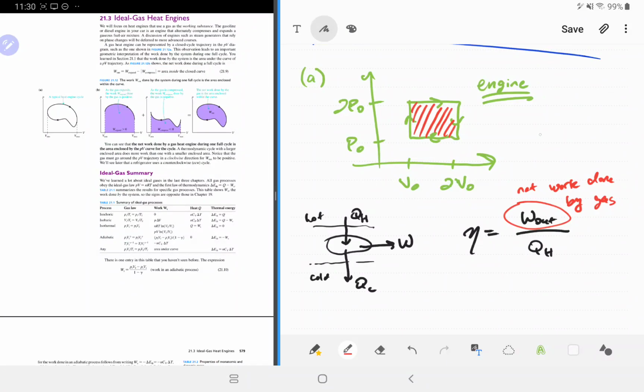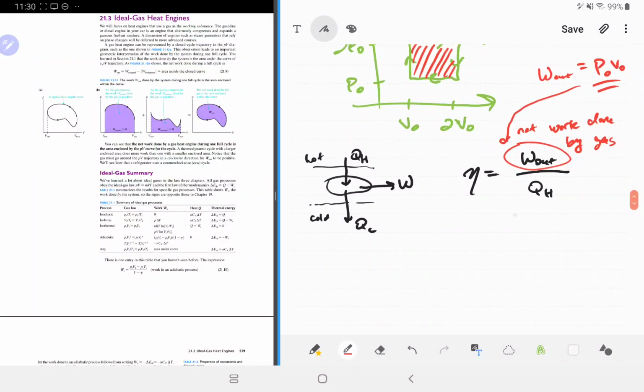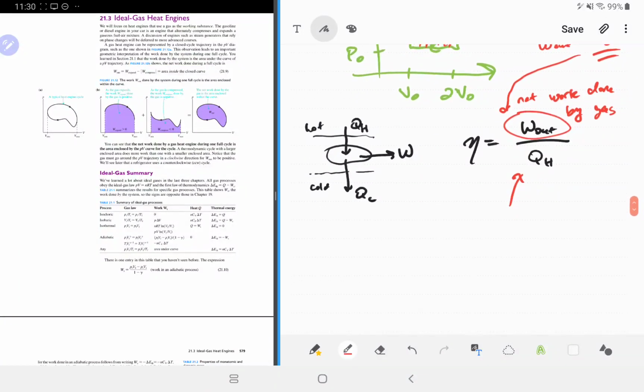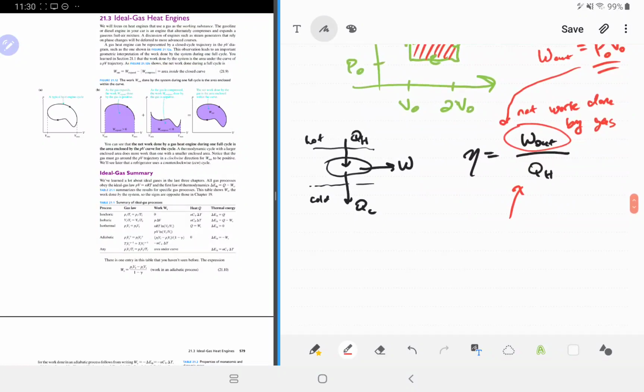So in this example, W out, the output, is the area right there, is positive, and looks like base times height is P naught V naught. That's the overall work output. So that's the value we plug into the numerator right here. Now for the denominator, this is a little bit tougher.